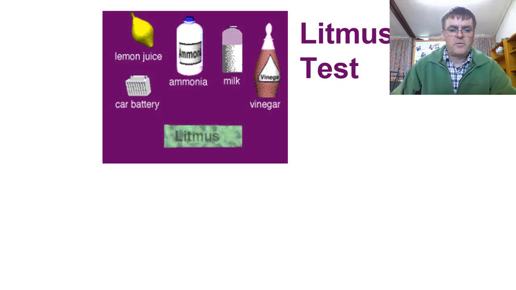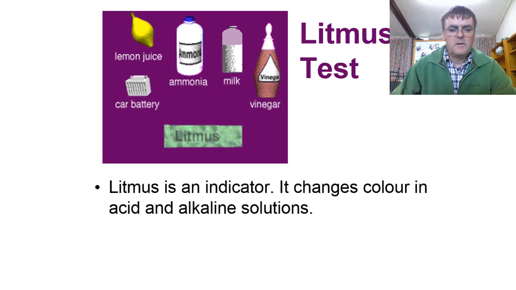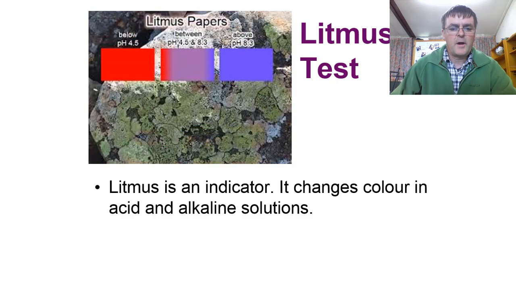So, the litmus test. We've got a range of substances here, and we're going to put litmus into them. It's an indicator that, once again, changes colour in acid or alkaline or basic solutions. It actually comes from lichen. You can see on the rock here this scaly stuff all over. That's a lichen. Litmus comes from a lichen.